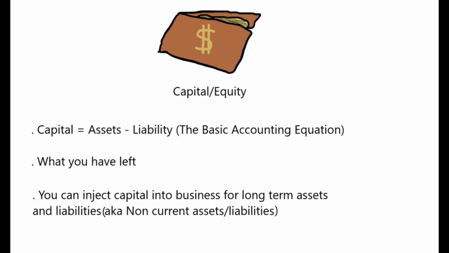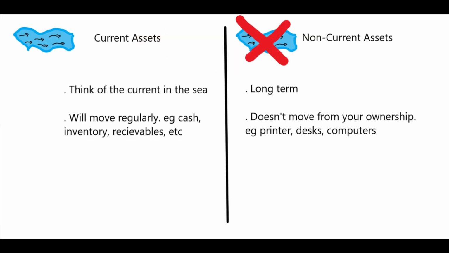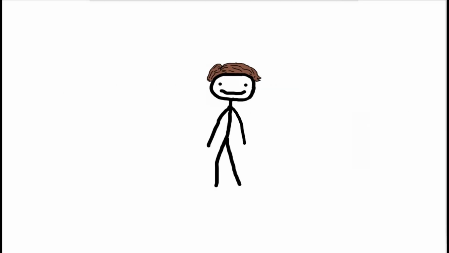But this should only be used to buy long-term assets, which are known as your non-current assets. They don't move. Now then, your current assets are the assets that do move around. So think of it like currents in the sea, always moving. So things like cash, inventory, receivables, so someone who owes you. You wouldn't buy a printer with the intent of selling it in a week, pretty much. Therefore, it would be a non-current asset.